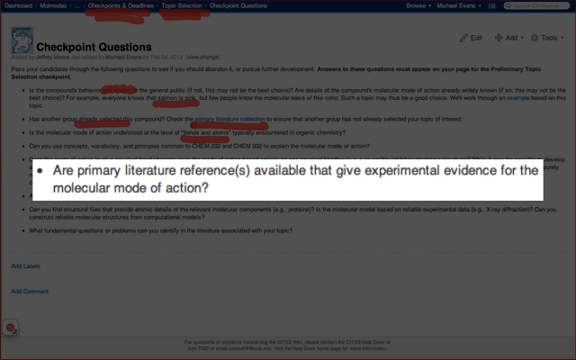The sixth question is, are primary literature references available that give experimental evidence for the mode of action? And naturally, I think the way we've built the project, you'll find literature references that are relevant to your topic. But if you don't, that's definitely a red flag that the topic is unsuitable for Molmodac, because you'll need to explain a mechanism from the literature on your wiki page, and without that literature basis, you won't be able to do that.